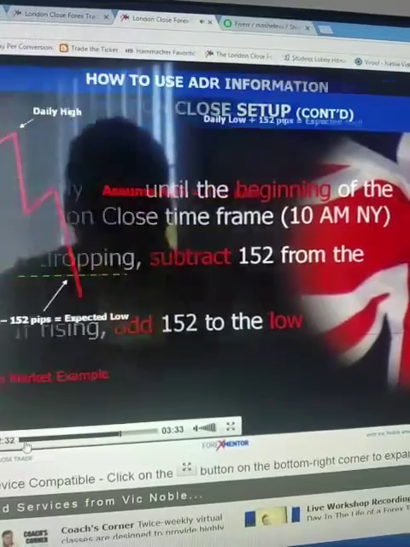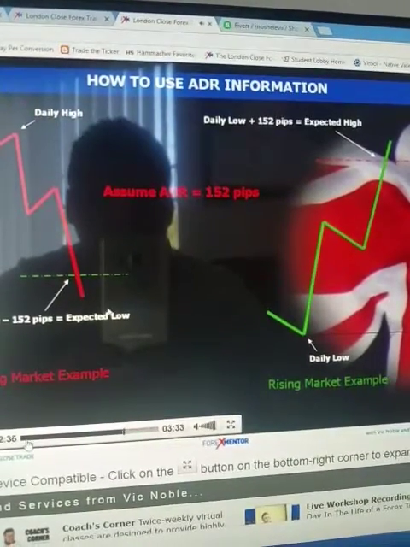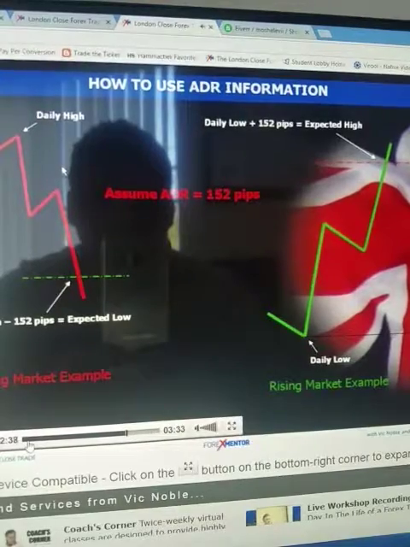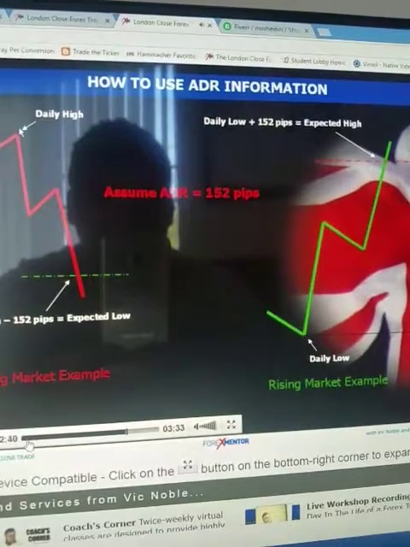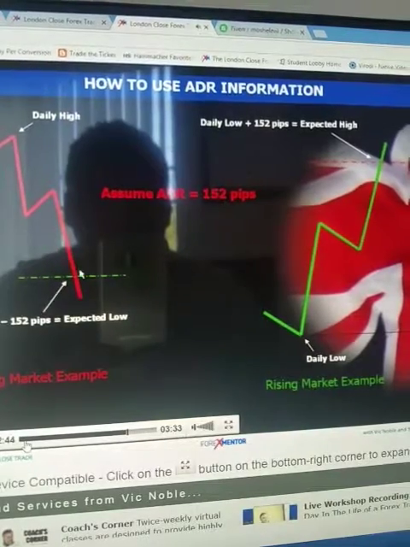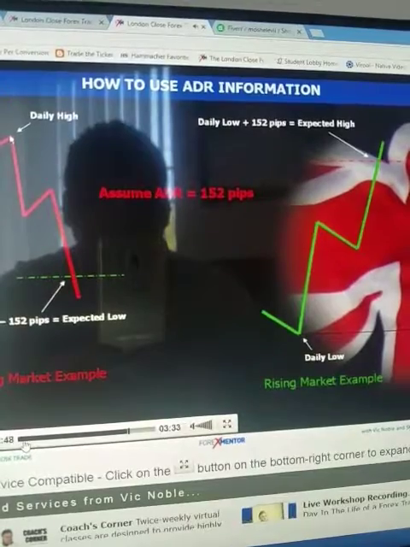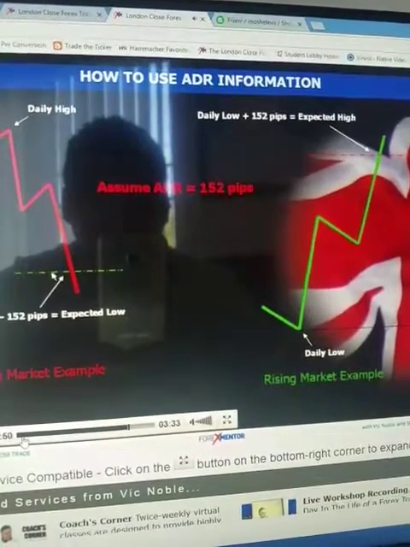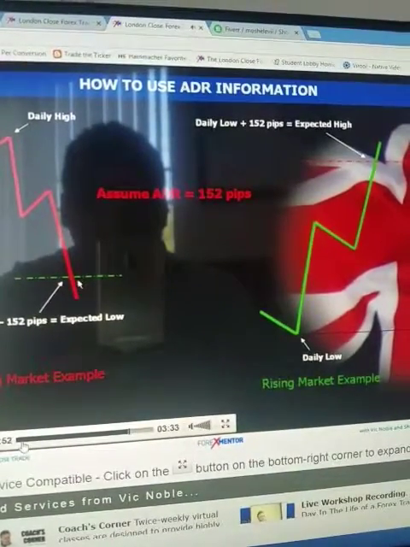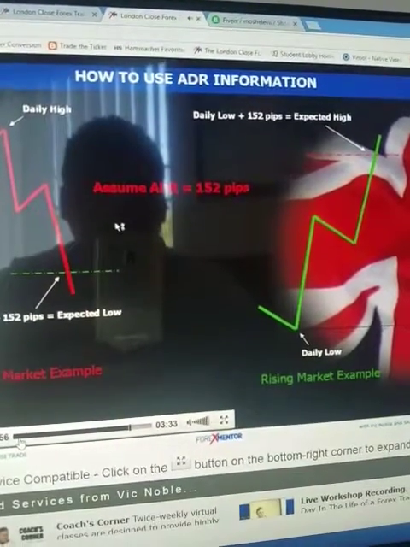Okay, here's a little picture of what that looks like. Let's just pretend that this is the close of London down here, and we have a 152 pip 5-day average daily range. Here's the high of the day. Price drops. As it's dropping into London, we take the high and subtract our 152 pip 5-day average daily range, and we get this dotted green line here. Okay? So this would be a qualified pair. We're looking now for a bounce back up as a counter trend.